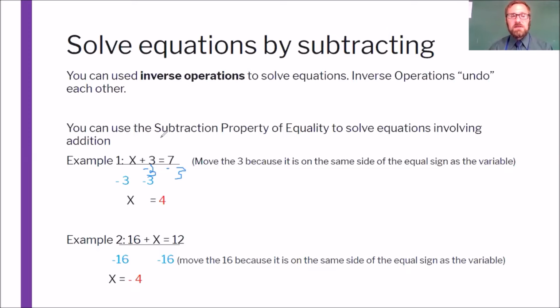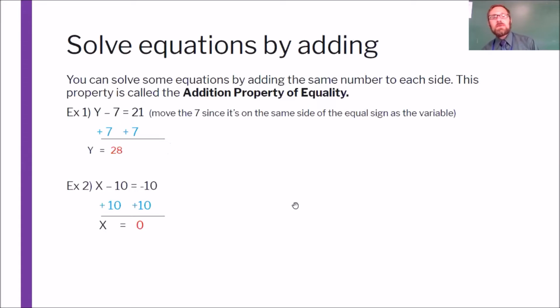Good way to do this is if you would put a line through your equal sign. Everything you do on the left has to be done on the right. And if we're adding, this is called the addition property of equality. So we've got properties of equality here, subtraction and addition. So if we've got a subtraction problem and we're going to add to both sides, it's the same as what we were doing before, just kind of opposite signs here.